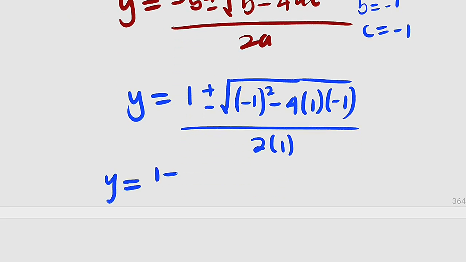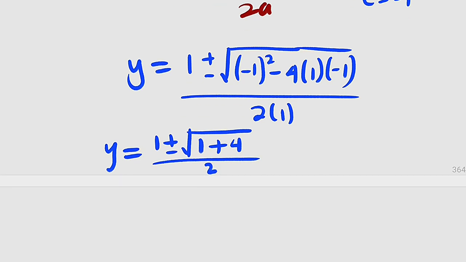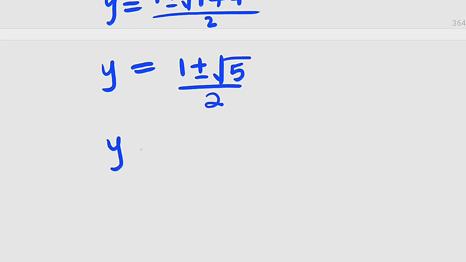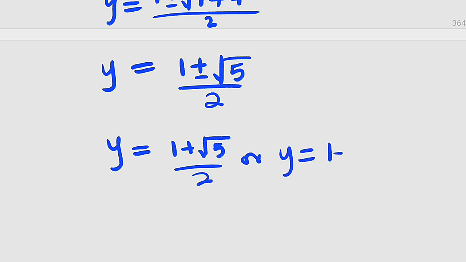Y is now equal to 1 plus or minus the square root of what? Negative 1 squared is 1. 4 times 1 is 4, times negative 1 is negative 4. And we have another negative here, so it becomes positive. So we have 1 plus 4 divided by 2, and 1 plus 4 is 5. So this is the same thing as 1 plus or minus the square root of 5, all divided by 2. So we have two values of y. Y could either be equal to 1 plus square root of 5 divided by 2, or y equal to 1 minus square root of 5 divided by 2.